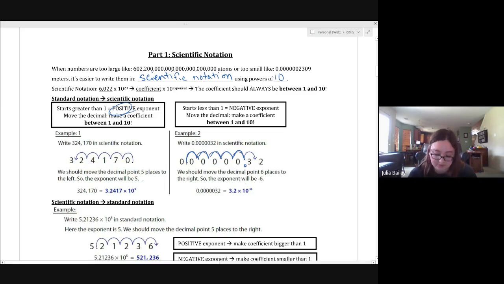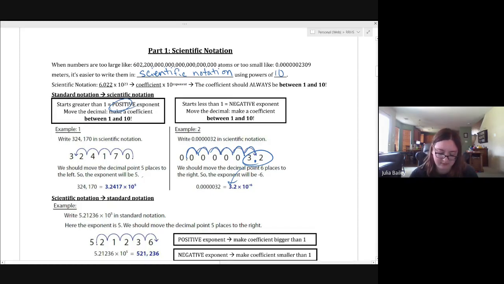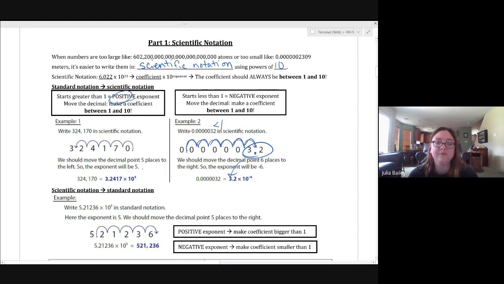That's not a number between 1 and 10. So I move it one more time. And then I have 3.2, that is between 1 and 10. So 3.2 becomes my new coefficient. And then if I remember, it's got to be a negative exponent because I started with a number that was less than 1. But if I count, this time we moved it 6 times. So our exponent's specifically a -6.